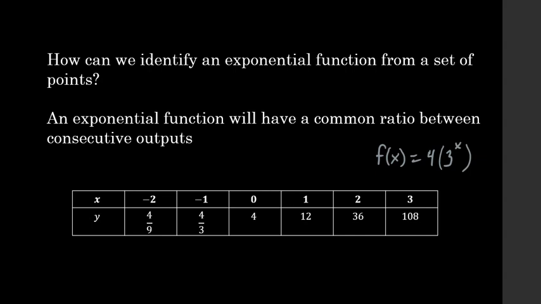But the big thing to know is exponential functions have a common ratio between consecutive outputs, and then whatever the function's value is at 0, that is the constant that goes out front here.